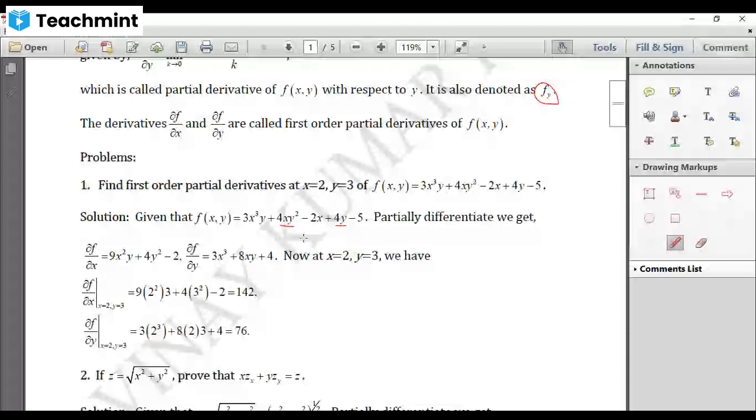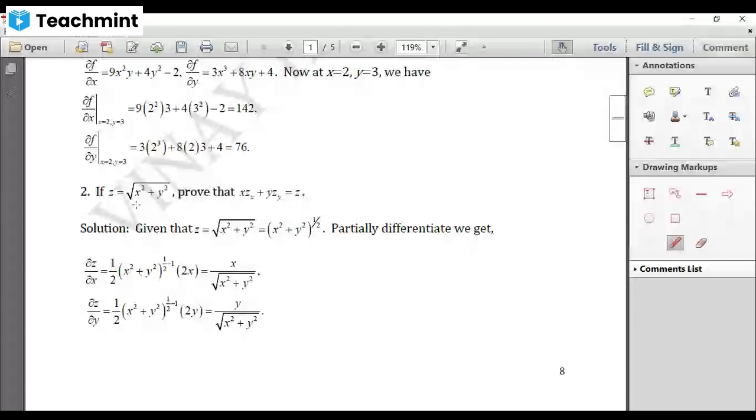Now let us see one more example. Suppose z equal to square root of x square plus y square, prove that x into zx plus y into zy equal to z. Now here, you know that zx means it is partial derivative of z with respect to x. What is your zy? It is partial derivative of z with respect to y. So we need partial derivative of z with respect to x and z with respect to y to find this.